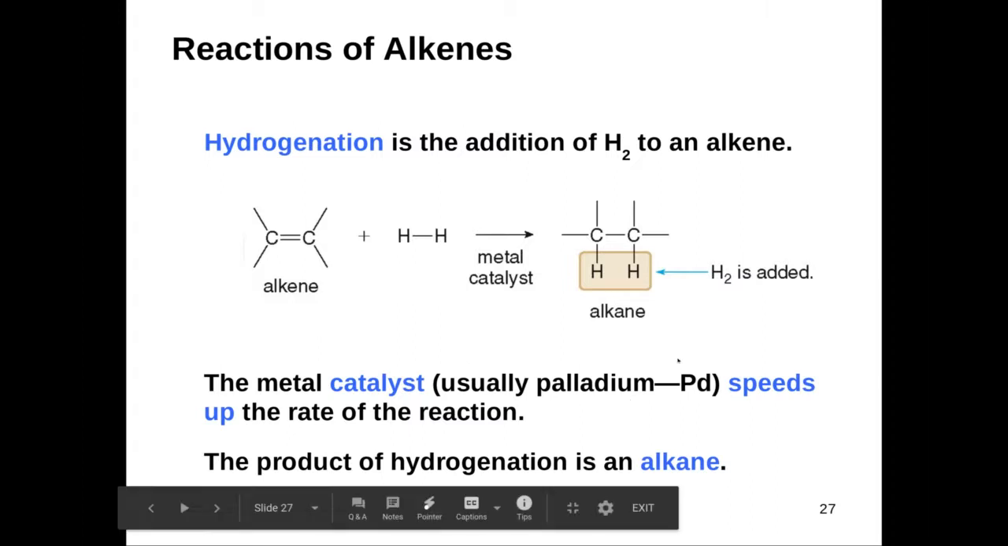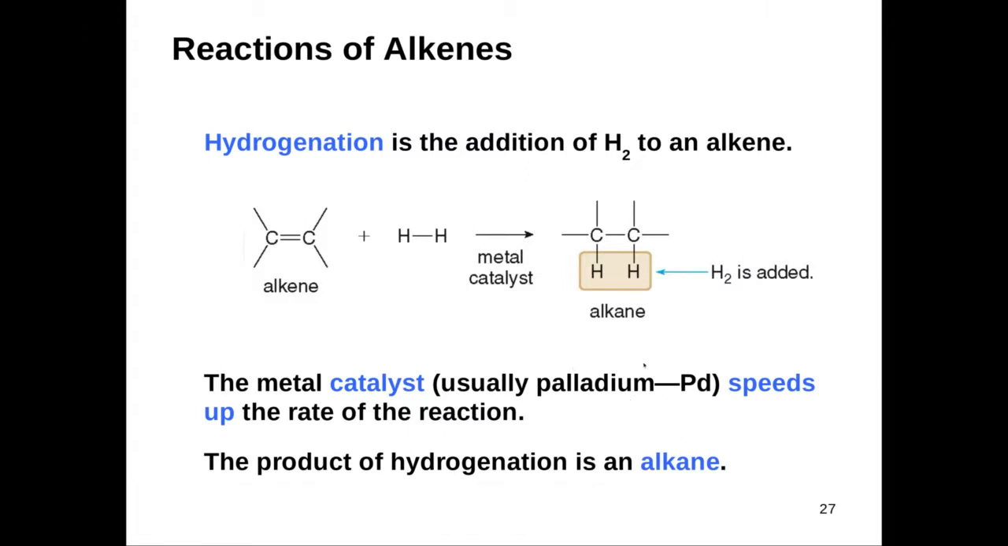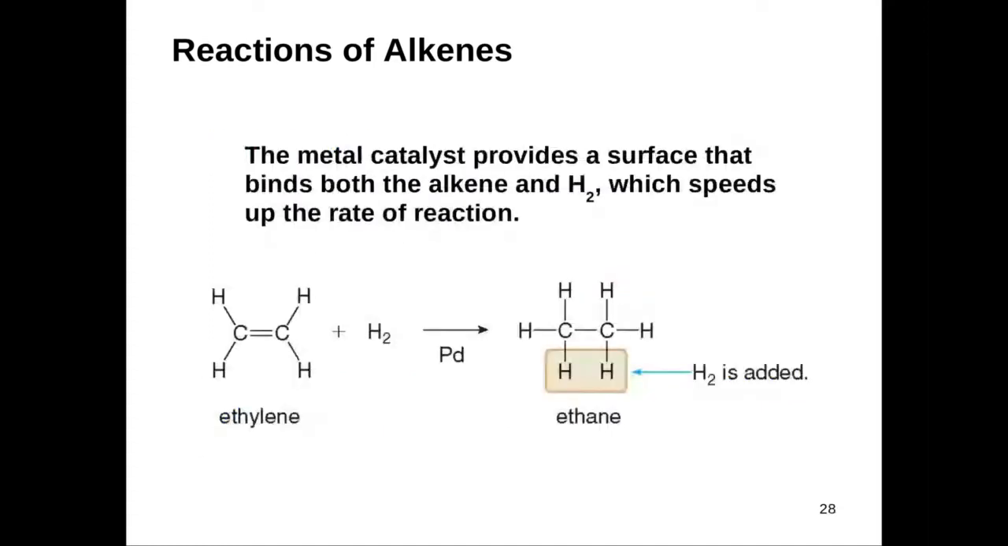In our case, it's usually palladium, Pd. It's usually the most common thing. And then when you hydrogenate something, the output obviously is an alkane, right? I went from an alkene, I got rid of the double bond, I only added hydrogens, thus I am back to an alkane. So kind of fun.